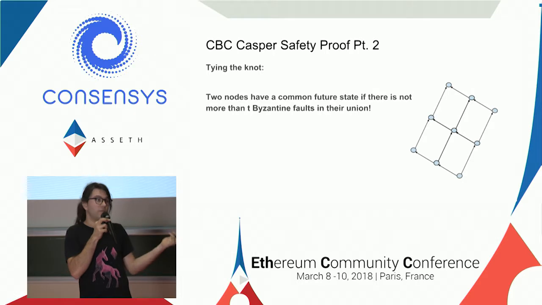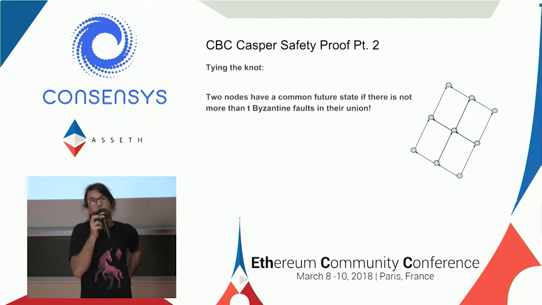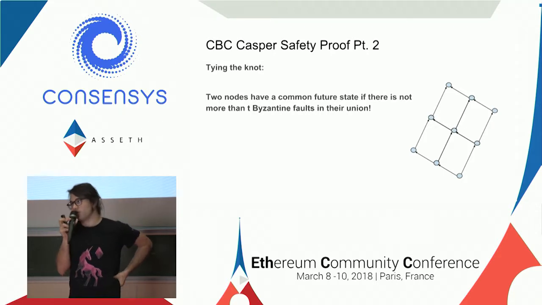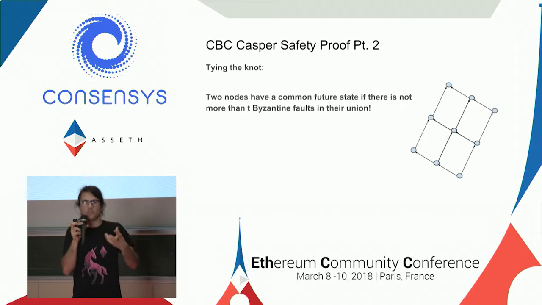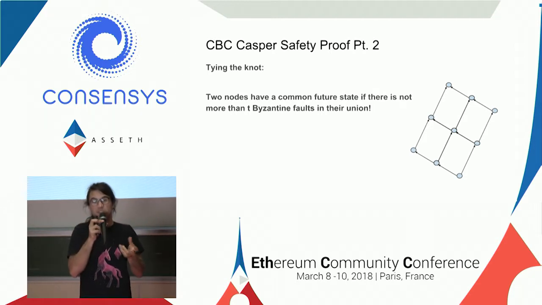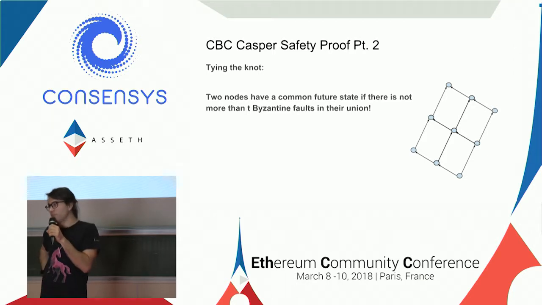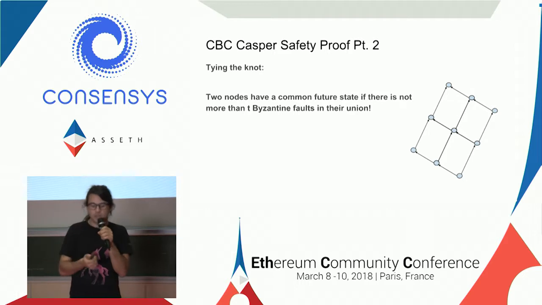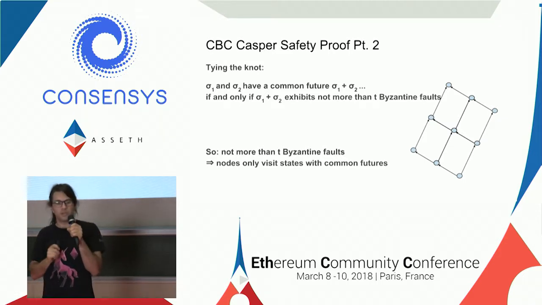Two nodes will have a common future state as long as the union of their views exhibits less than some number of Byzantine faults. So if your view and my view, if we were to send them to each other, so that we had the union of our views and we didn't see too many Byzantine faults, then that union represents a protocol state that we can both transition to, and therefore you and I have consensus safety. So basically, if there's not more than T faults, then we have a common future, which is what we wanted.